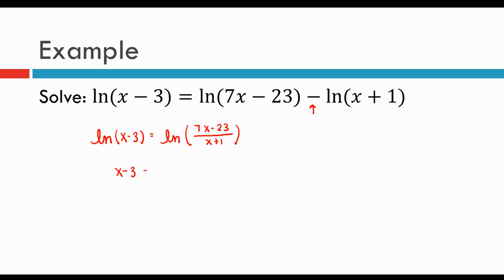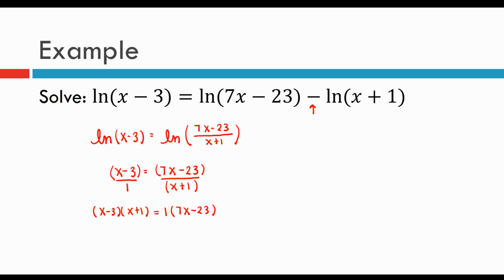Now, because the right-hand side is a fraction, what we can actually do to solve this is think of this as a proportion. I can put the left side over 1, and when we have a proportion, we cross multiply. So that means the x minus 3 is going to get multiplied by the x plus 1, and that's going to equal the 1 getting multiplied by the 7x minus 23.